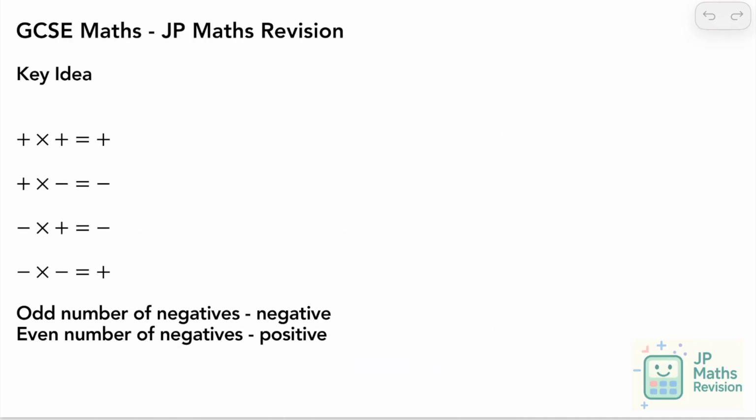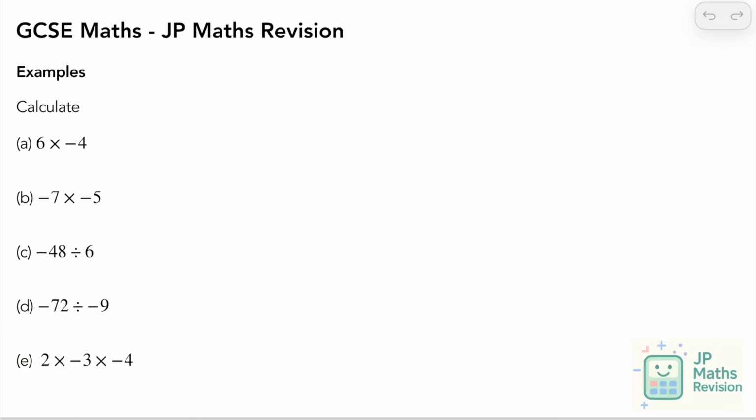So the key idea: if we multiply a positive number by a positive number, you get a positive; a positive times a negative, you get a negative; a negative times a positive, you get a negative; and a negative times a negative makes a positive. So if you have an odd number of negative numbers, you end up with a negative number, and if you have an even number of negative numbers, you end up with a positive number.